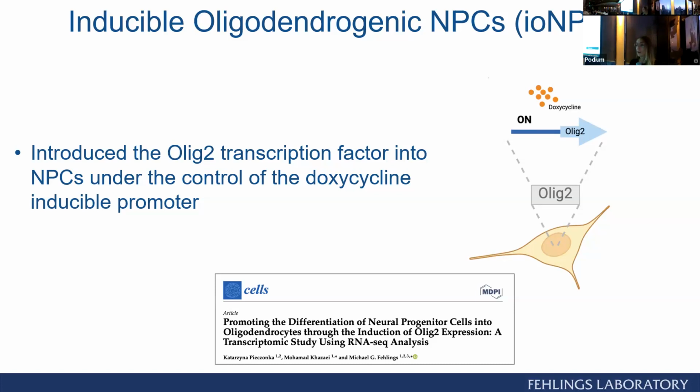So what we did to generate these cells is we introduced the OLIG2 transcription factor into neural progenitor cells under the control of the doxycycline-inducible promoter. And so from now on in my presentation, I'll be referring to them as IONPCs.